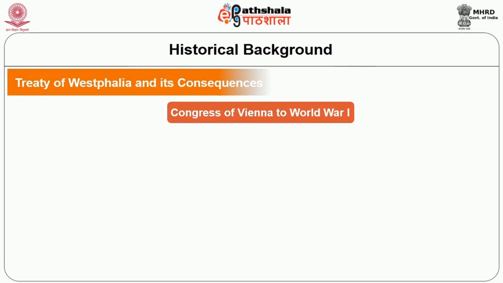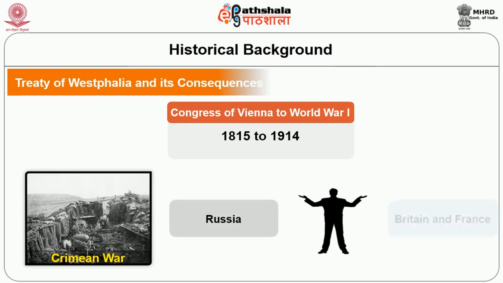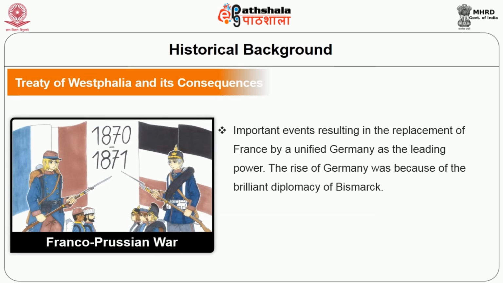The period from Congress of Vienna to World War I, that is from 1815 to 1914: the Crimean War, that is from 1854 to 1856, between Russia on one hand and Britain and France on the other, as well as the Franco-Prussian War of 1870 to 71, were important events resulting in replacement of France by unified Germany as the leading power. The rise of Germany was because of the brilliant diplomacy of Bismarck.